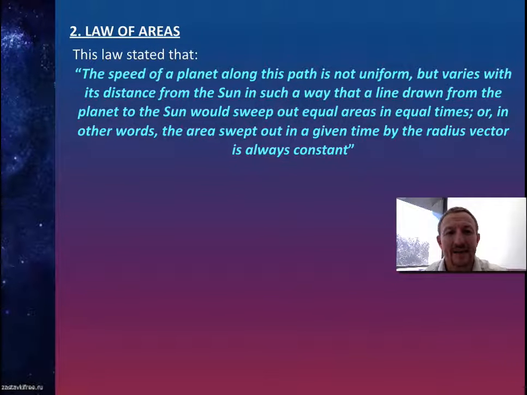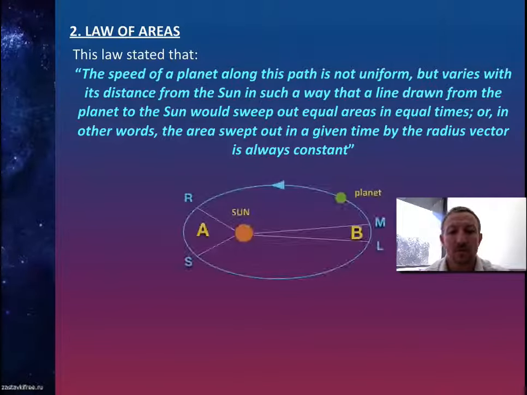Now, his second law is the law of areas. Basically, it states the following: the speed of a planet along its path is not uniform, but varies with its distance from the sun in such a way that a line drawn from the planet to the sun would sweep out equal areas in equal times. In other words, the area swept out in a given time by the radius vector is always constant.